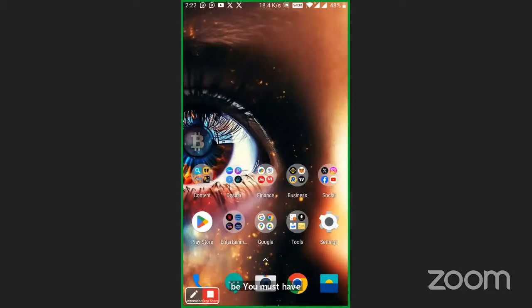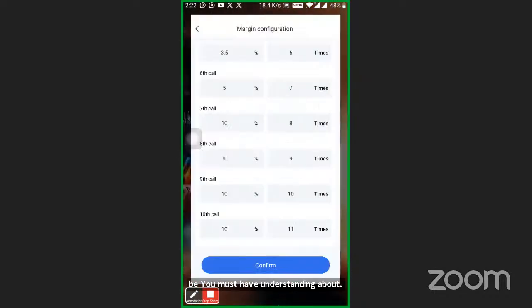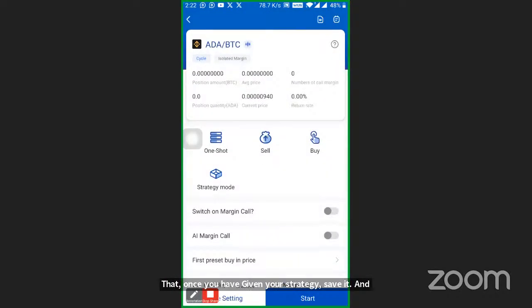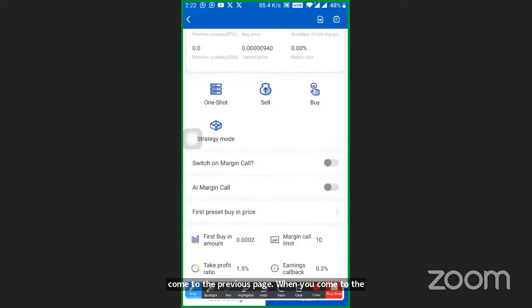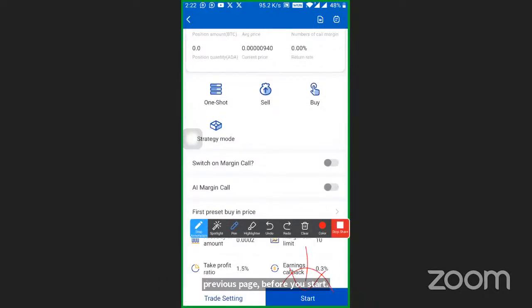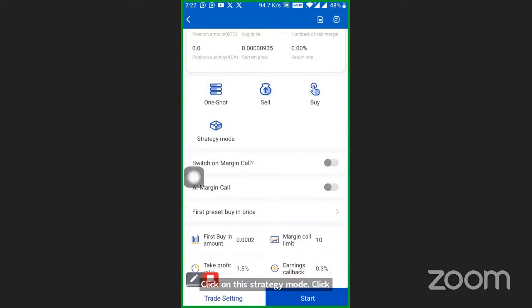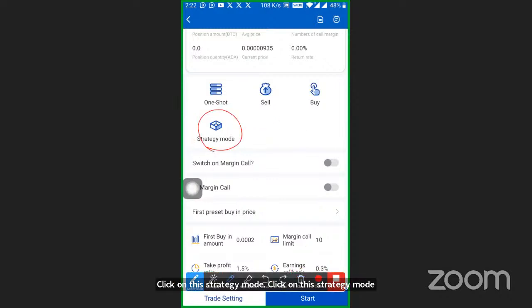Okay. So before I end, one more thing you must have an understanding about. Once you have given your strategy, save it and come to the previous page. When you come to the previous page, before you hit the start button, there is one more last thing you need to do. Click on this strategy mode. This is the last step to start this strategy.